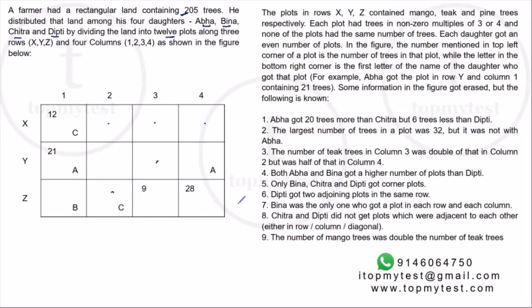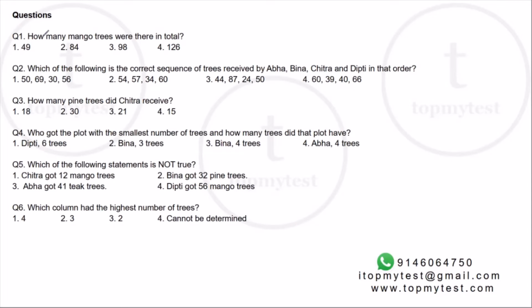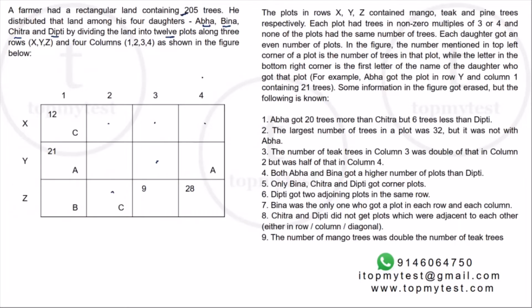Just let's quickly go through what is being asked. How many mango trees were there in total? Which of the following is the correct sequence? How many pine trees did this receive? Now, one thing which you notice is that there are no TITA questions. So we might be able to use some of the options to be able to solve this. But in order to solve using the options, let's first at least decode what is given in the set and see where we can proceed before we try using the options.